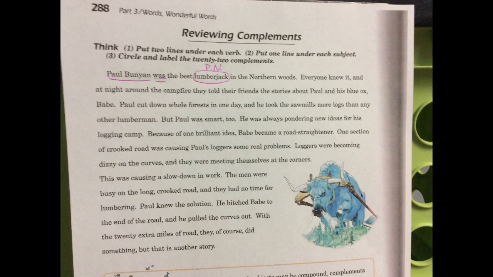So let's go ahead and do number one. It says Paul Bunyan was the best lumberjack in the northern woods. Okay, so what is our verb? Was, right. And who was? Paul Bunyan, right. So if Paul Bunyan was, what was Paul Bunyan? He was a lumberjack, you're right. So what did lumberjack do? It renamed Paul Bunyan. So you should circle lumberjack and put predicate nominative, PN, above lumberjack. Do you see what we're doing here? Same thing you guys have been doing. I have confidence you're going to be able to do these on your own. Now you have 21 left to do on your own.